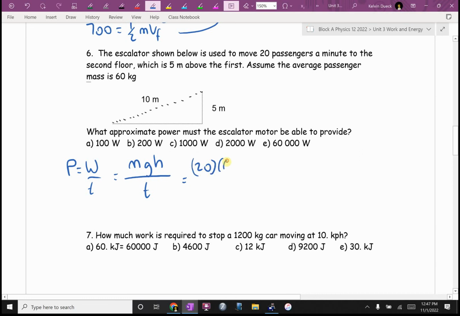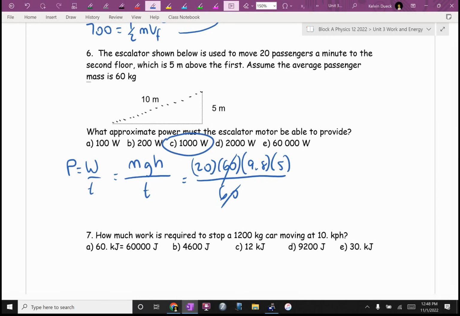20 passengers averaging 60. That's the mass. G, 9.8. What's H, 5 or 10? 5, because lifting, we're going against gravity. What's the time? I said per minute, 60 seconds. In fact, if I was clever, I could even do that, and it's going to be 100 times 9.8. It's 980 watts. It's C, yes? Or not? Yes? Okay.